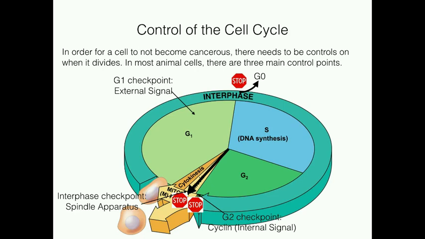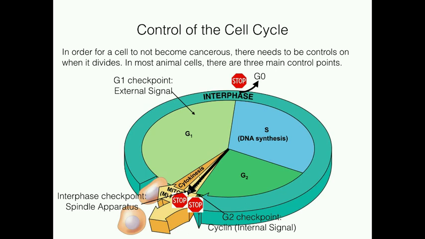And what it does is it checks to make sure that the spindle apparatus is properly set up, that all of the chromosomes are in their proper place, and that you have the right number of everything. If the spindle apparatus doesn't get set up properly, it can cause major problems for the cell after division. It might end up with too many or too few chromosomes. And those are problems that can eventually result in cancer. So during this checkpoint, it checks to make sure that mitosis is proceeding properly. Everything is hooked up right.